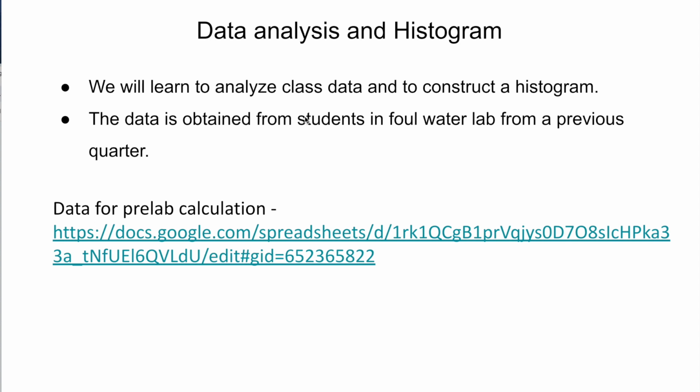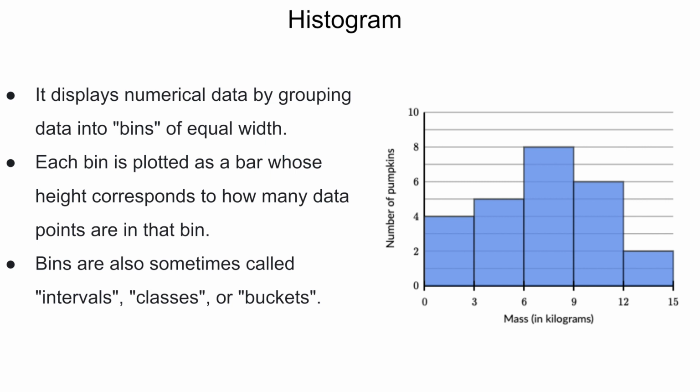So you will be using this data and you will be analyzing the data and you'll be constructing a histogram. Histogram displays numerical data by grouping data into bins of equal width. Each bin is plotted as a bar whose height corresponds to how many data points are in that bin. And these bins are also sometimes called as intervals, classes, or buckets.